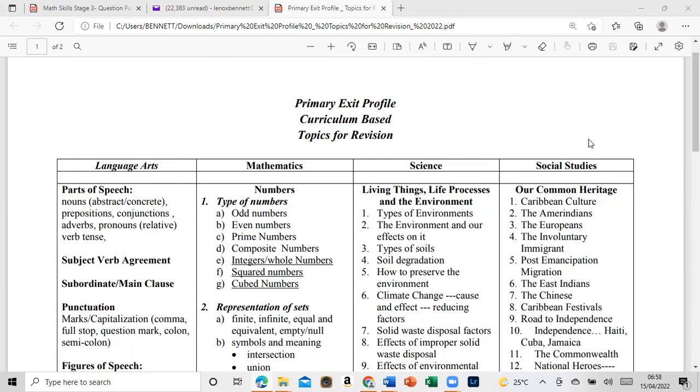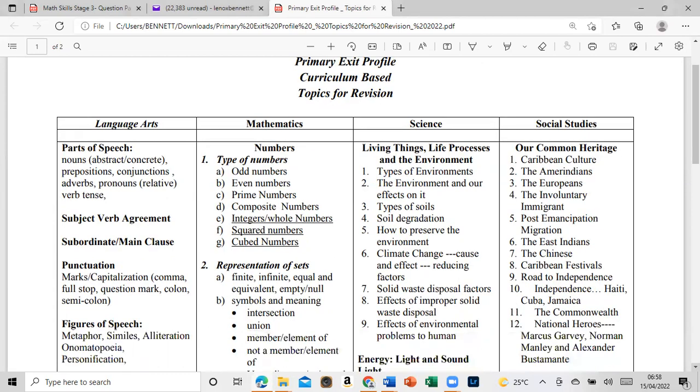This exam is very important as students will seek to go to the school of their choice. I think everyone should be able to go to the school that they desire. So let's get right into it.